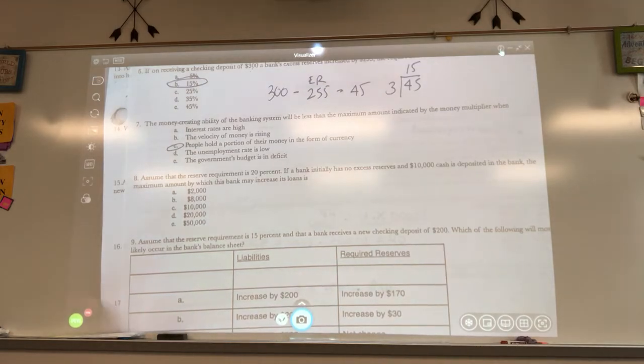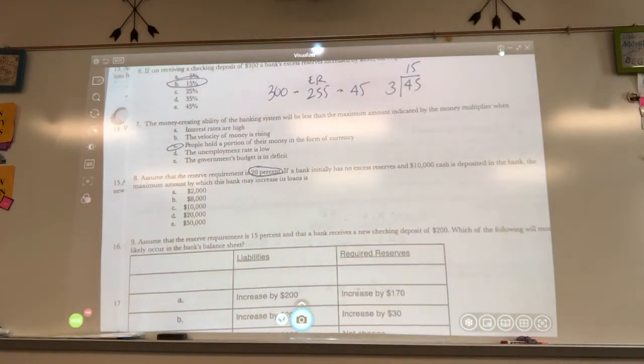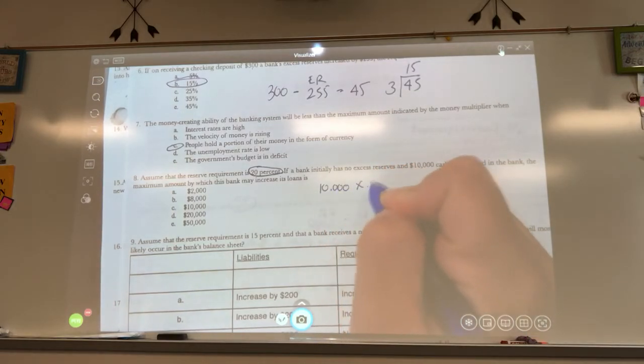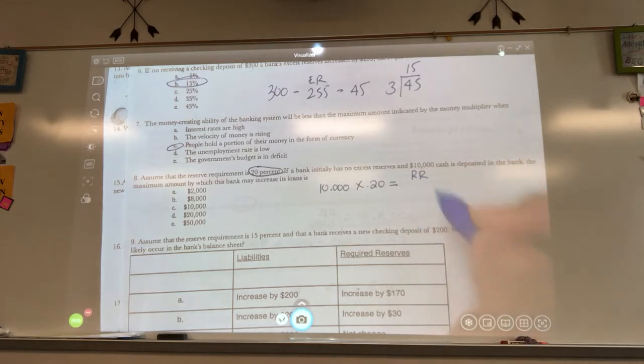Assume the reserve requirement is 20%, so I'm gonna circle this because that's really important. If a bank initially has no excess reserves and $10,000 in cash is deposited in the bank, what is the maximum amount of money which this bank can increase its loans by? So how many equations do I need to do? 2. So how do I set up my first one? 10,000 times 20% gives me what? My reserve requirement of what?